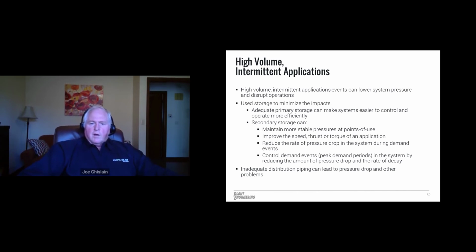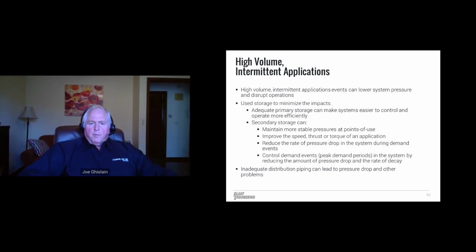So going through and calculating the storage, and that's secondary storage to do it. The primary goes through and dampens the effect on the system. Secondary storage attacks it right at the demand. I'm in more favor of the secondary storage because it attacks it at the source myself. But you can use both of them to help the effects of this. And so understanding what to do.